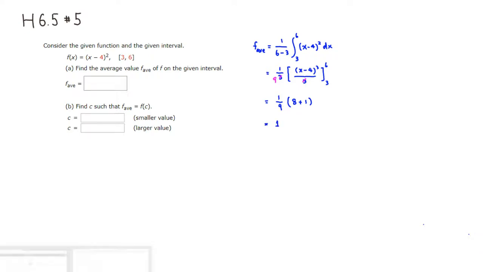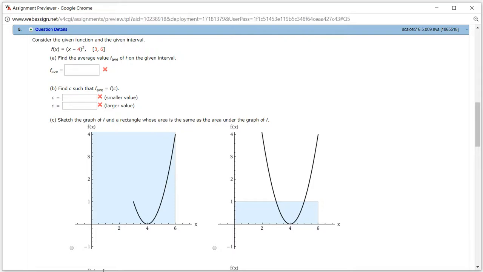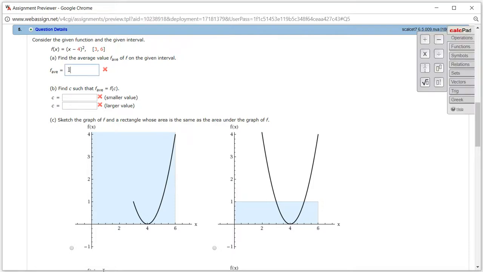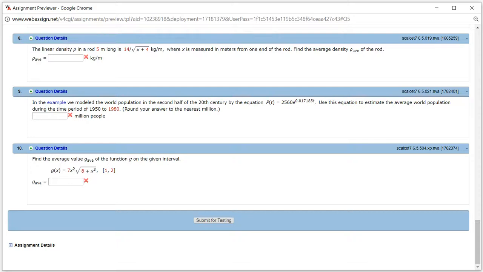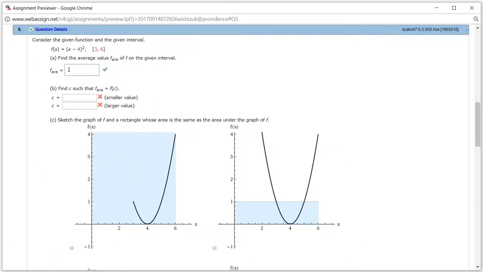Alright, so let's type that in. So we have 1. Let's go ahead and check the answer first. So we got part A correctly. So let's find part B.